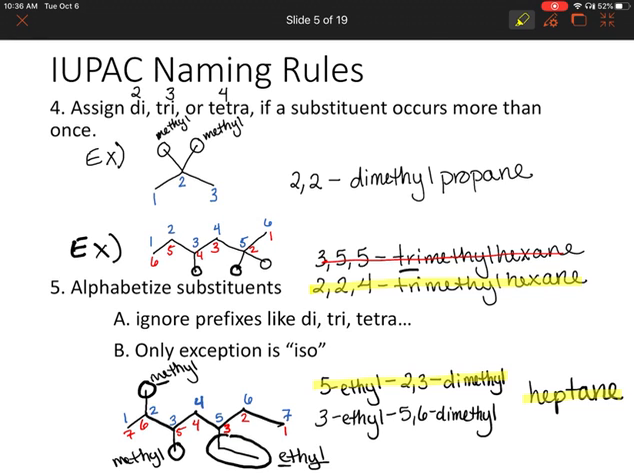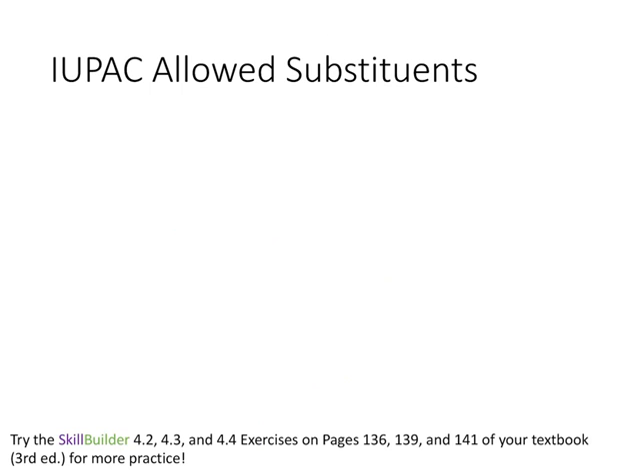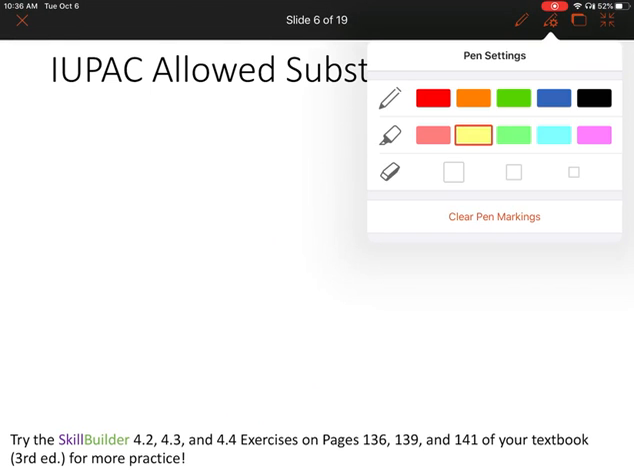So you can probably see where this starts to get really complex, right? Now, let's focus on substituent naming for now. I just wanted to show you some different substituents and how we could name them. I also want to talk a little bit about that prefix iso that I mentioned earlier.